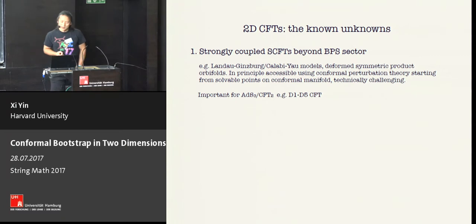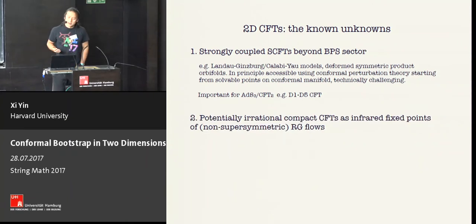This is important for application to the AdS3/CFT2 correspondence. One classic example of this is the D1-D5 CFT. These are also important for perturbative vacua in string theory, of course, in order to figure out the non-BPS string spectrum on, say, a Calabi-Yau compactification in a quantum regime.